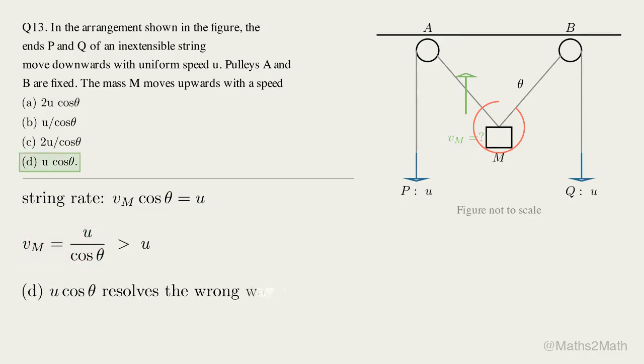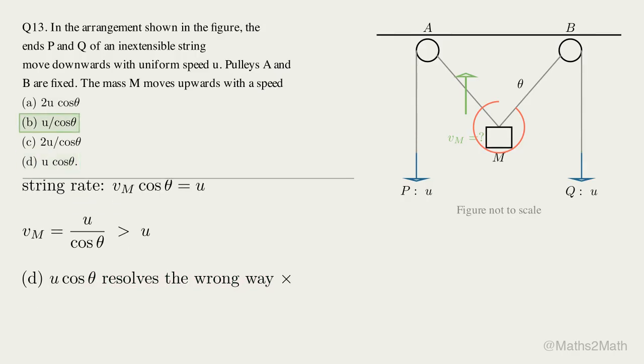Option D is the classic trap. It resolves the wrong way. The component of Vm along the string must equal u, not the other way around. Hence, M moves up at u over cosine theta. Option B.